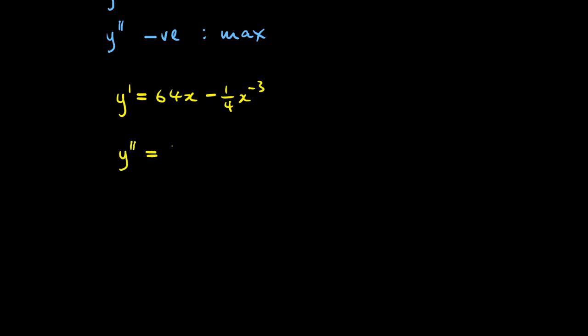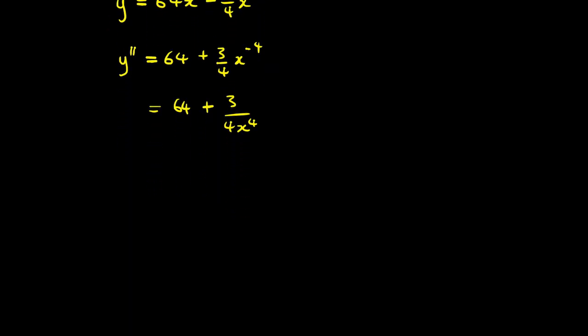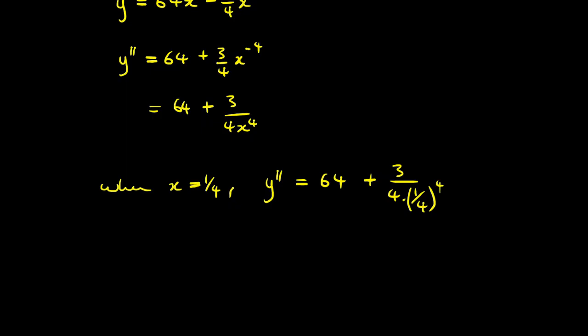We differentiate again, we're going to get 64 plus 3 quarters x to the power negative 4, which is the same thing as 64 plus 3 upon 4x to the 4. Well, we're told that they've got the same nature, so we don't have to do it for both. So why don't I just substitute when x is equal to a quarter? So when x is equal to a quarter, then y double prime is equal to 64 plus 3 over 4 times a quarter to the power of 4.